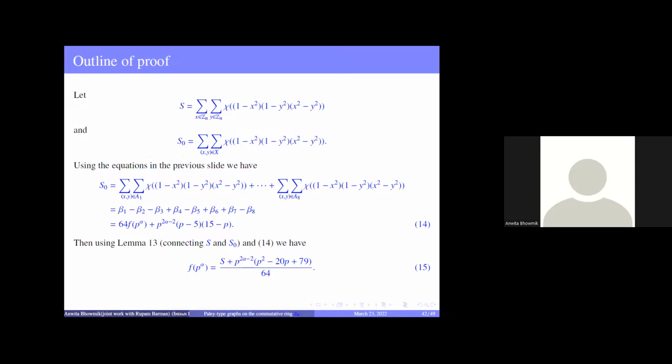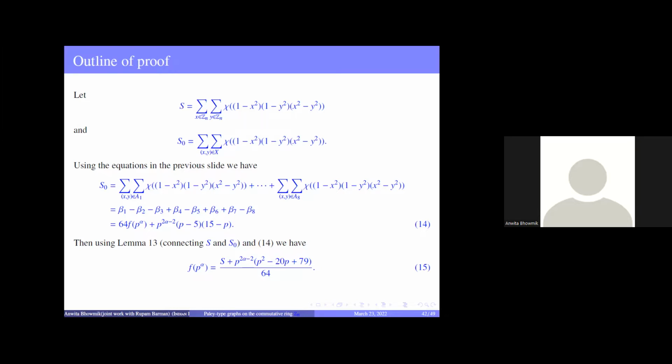Now, we have S and S naught, which we also encountered in the previous lemma. In S naught, since the indices depend on capital X, the coordinate pairs X, Y are in capital X, and capital X is the union of A1 up to A8. So I can break the sum in terms of the beta i's. And using the relations among the beta i's, I find that ultimately S naught depends on f of p to the power alpha. So finding f of p to the power alpha means finding S naught. And since S naught is again linked to S, ultimately I have to find S.